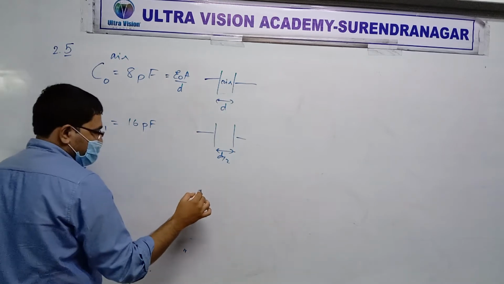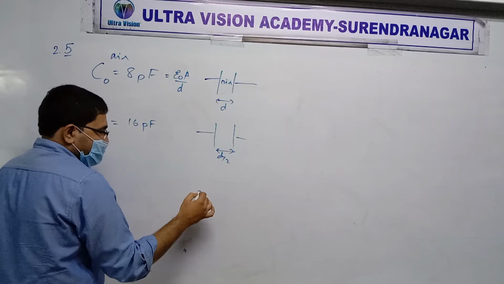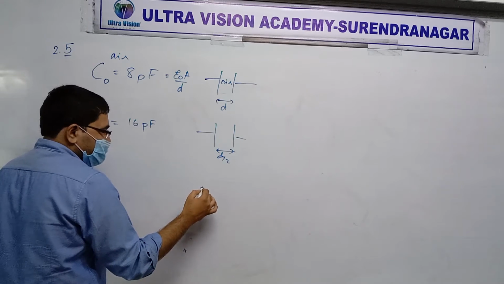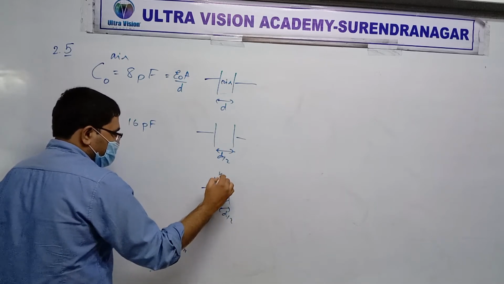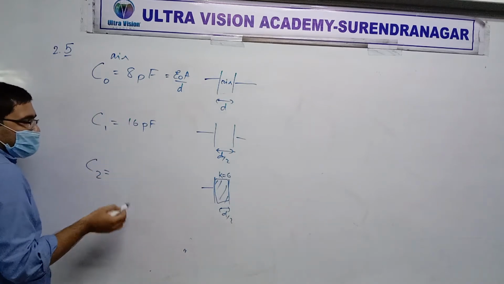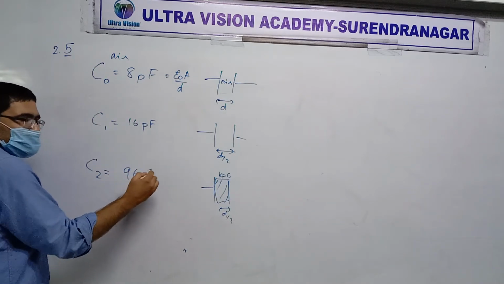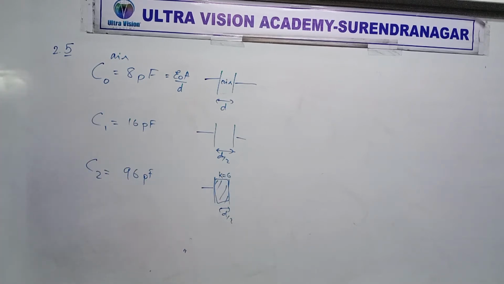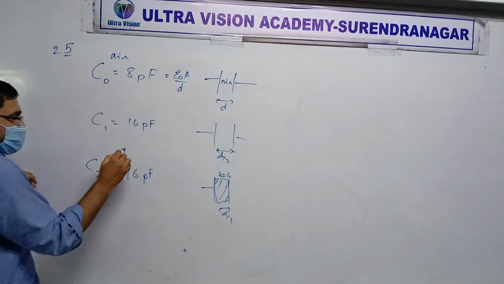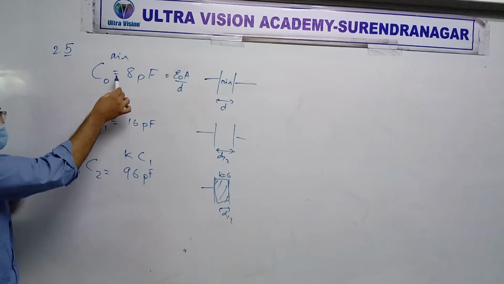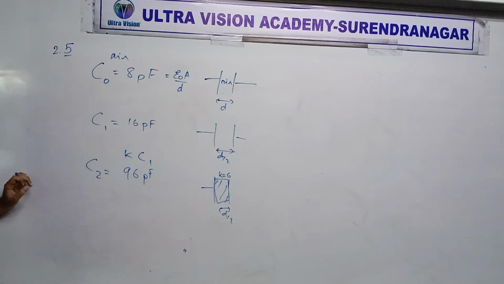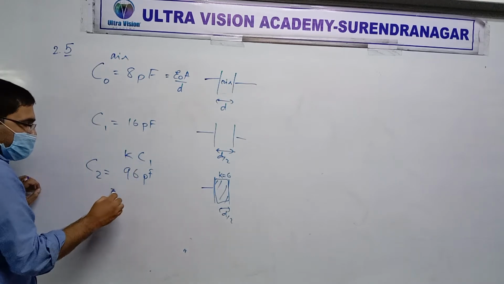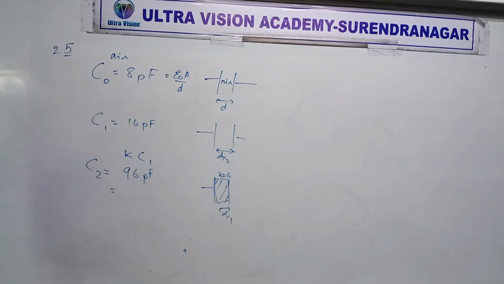Now what next? The space between them is now filled with a dielectric substance, of K equal to 6. So what will be the final capacitance? 96 pF. Yes or no? Yes. 96 is clear. Why 96? It is K into C1, not C0, because that was C0, but here it is K into C1. Clear? Okay, everybody. K into C1. So that's going to be 96. Okay. That's pretty good.